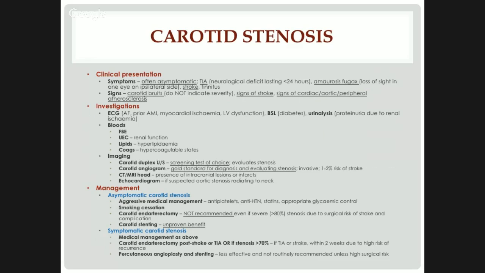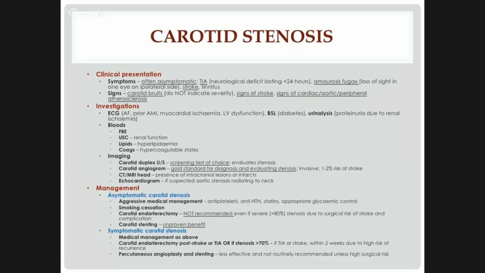In terms of management, management is all lifestyle. So if it's asymptomatic for these people, they might have a carotid bruit, so that might be your first inkling that they might have asymptomatic carotid stenosis. For these people, you treat their risk factors, treat their hypertension, treat their diabetes, give them statins to control their lipids, tell them to quit smoking. So all their modifiable risk factors you need to address.